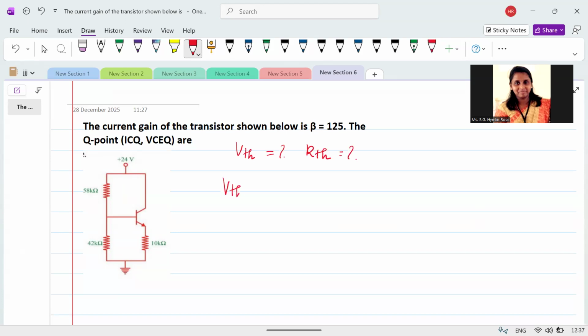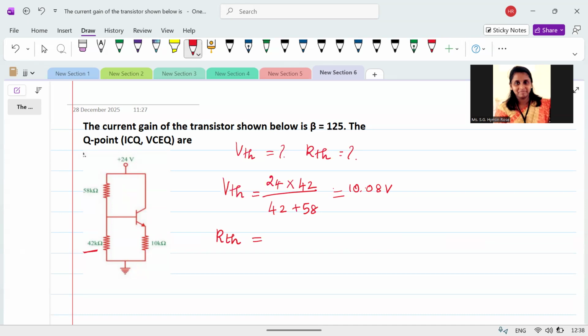VTH is nothing but the total supply voltage, 24 volt, times the resistance 42 divided by 42 plus 58. So it is nothing but 10.08 volt.